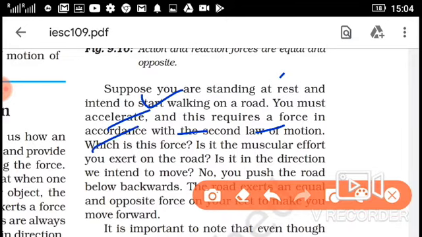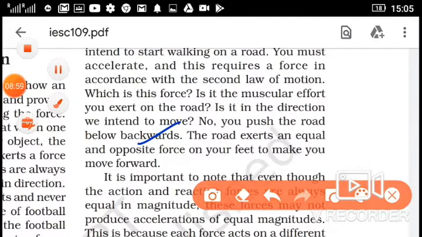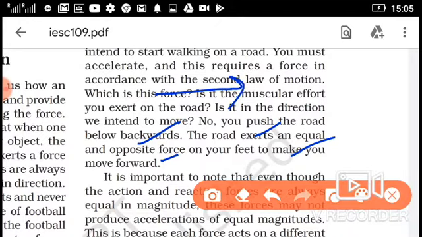What is this force? Is it the muscular effort you exert on the road? Yes, it is muscular. Is it in the direction we intend to move? No. We intend to move in the forward direction, but we are applying the force in the backward direction. You push the road below backwards. We are not pushing it forward, but we want to move forward. The road exerts an equal and opposite force on your feet to make you move forward. You apply force backward, the road applies force forward. So this is the meaning of the third law, action and reaction force.